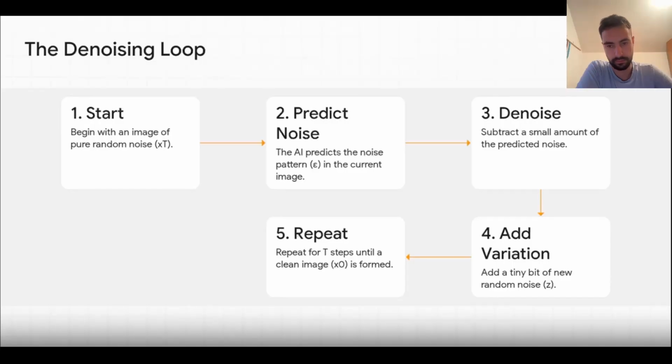Step 4, and this is a cool little trick, you add a tiny bit of new random noise. That just keeps things interesting and stops the process from getting stuck in a rut. And step 5, you just repeat that loop over and over, maybe 1,000 times, until a clean image, x0, has been slowly sculpted out of the static.